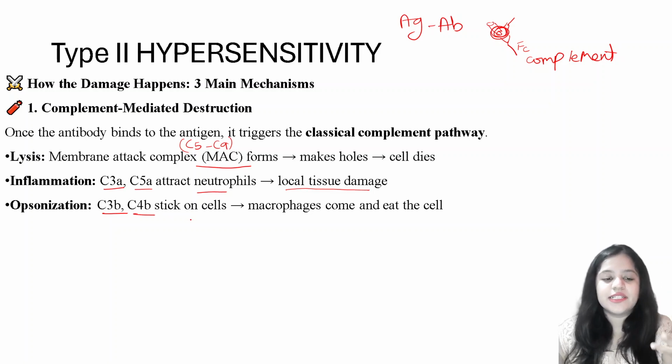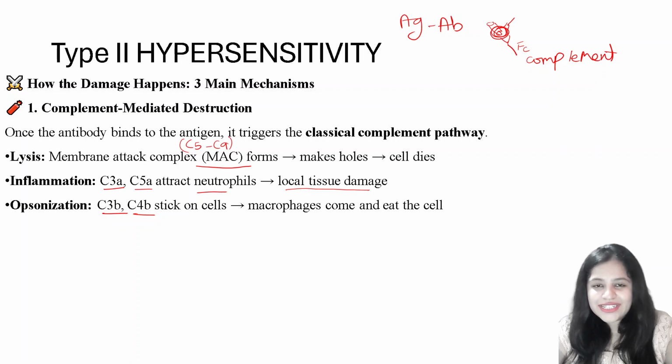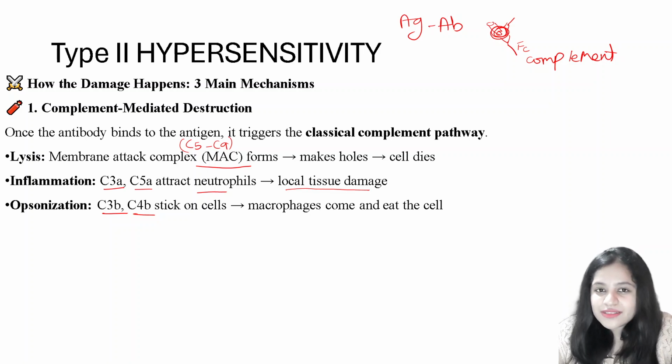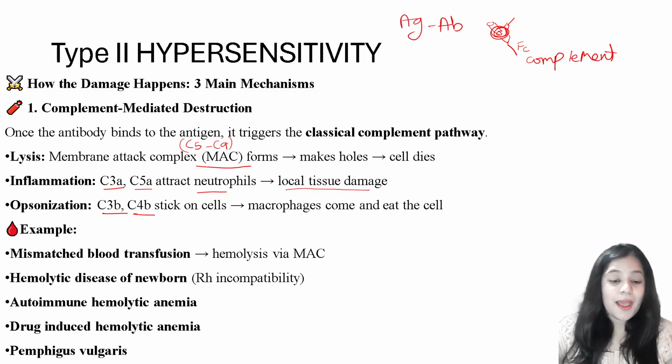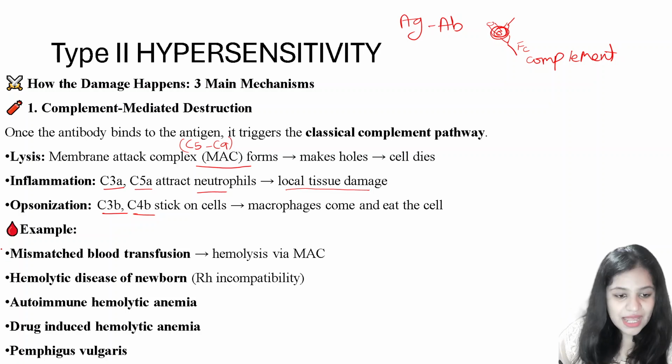What are opsonins? See, whenever you want to make a dish tastier, what do you do? You sprinkle something on it. Like your pizza, many people like to eat it with chili flakes and oregano. Your opsonins are your chili flakes and oregano. It makes that antigen and antibody combination very delicious. So the macrophages come and eat the cell, making it yummy. Examples: mismatched blood transfusion, hemolytic disease of the newborn, autoimmune hemolytic anemia, drug-induced hemolytic anemia, and pemphigus vulgaris.